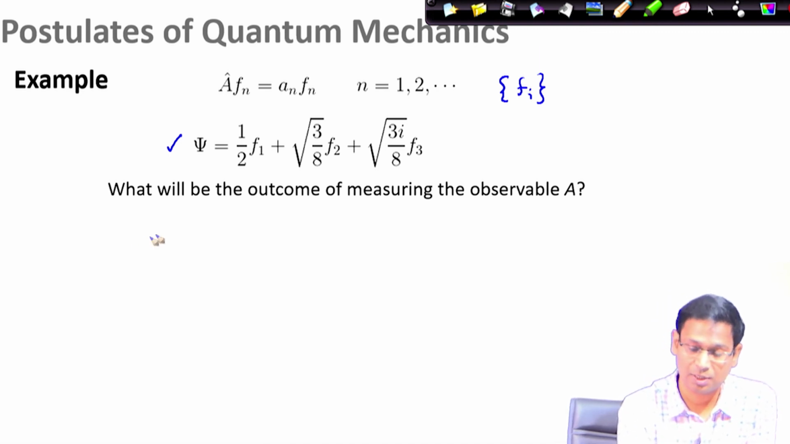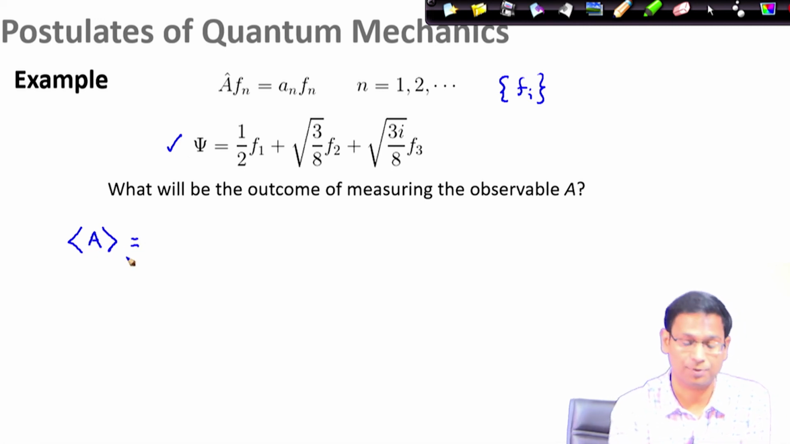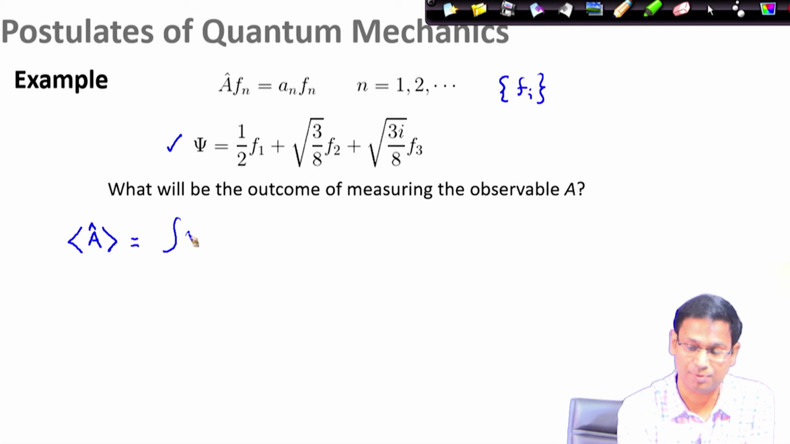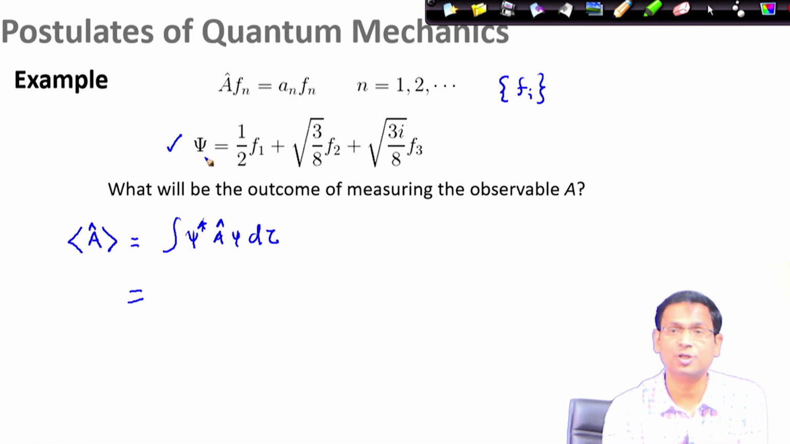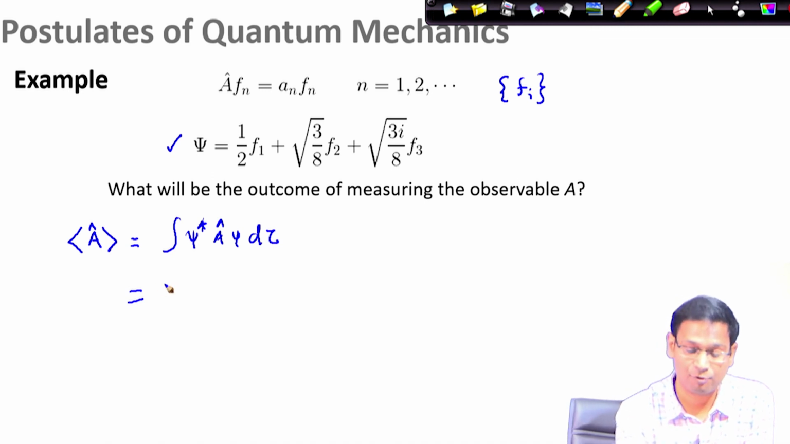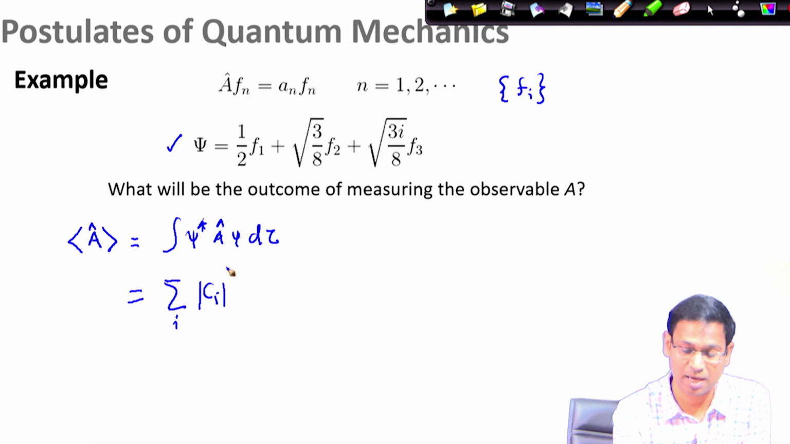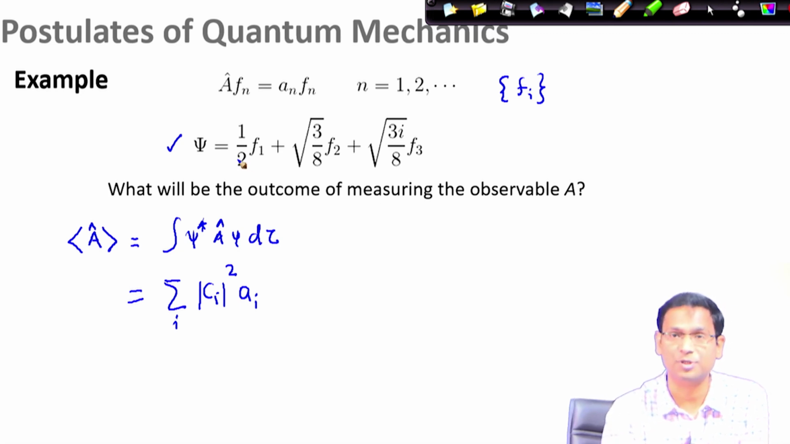So, I already know that the expectation value corresponding to operator A is simply given as the integral of psi star A psi d tau. Since the wave function is not an eigenfunction of this operator A, what I am going to get is the sum of |c_i| squared a_i as the outcome. What is |c_i| squared? It is the square of this coefficient.